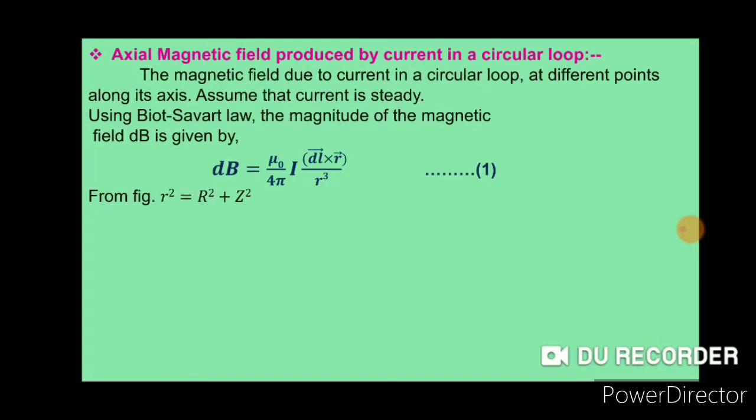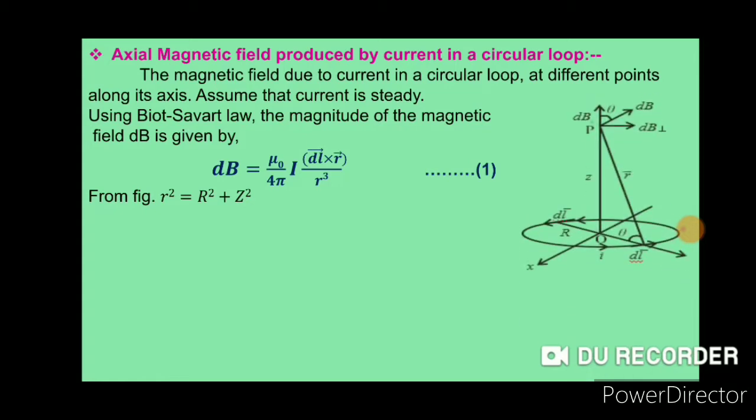The first point in this video is the axial magnetic field produced by current in a circular loop. We find the magnetic field due to current in a circular loop at different points along its axis, assuming the current is steady. In the diagram, a circular loop of wire carries a current I. The loop is in the xy plane with its center at the origin O. The radius of the loop carrying the steady current I is capital R.